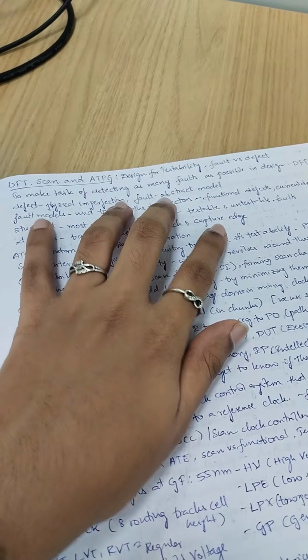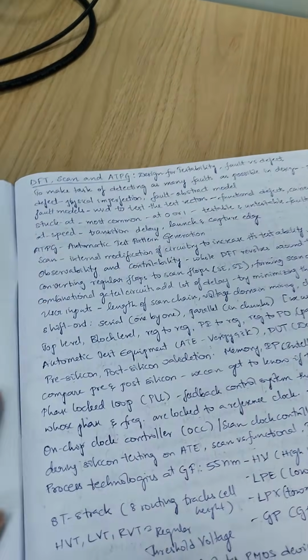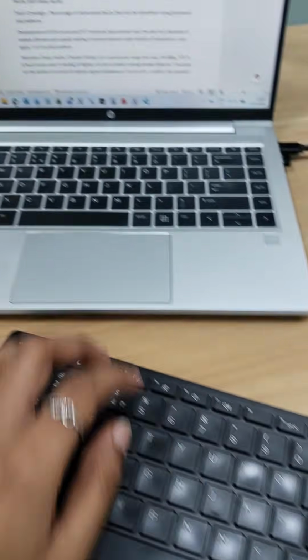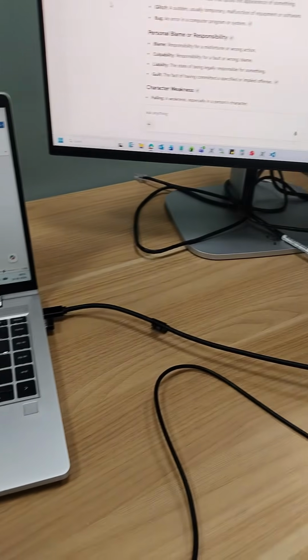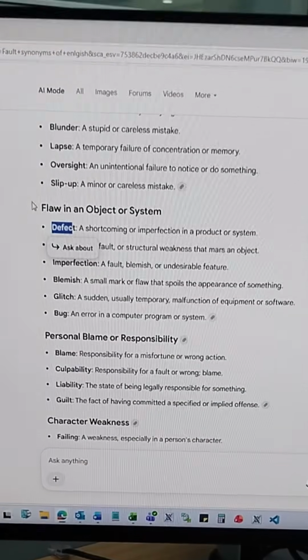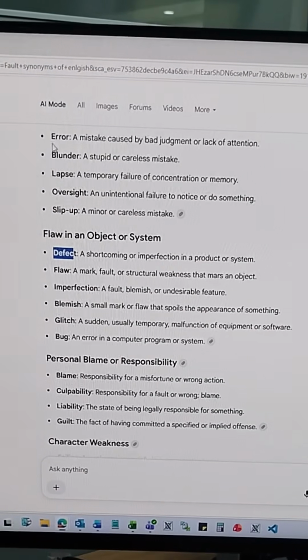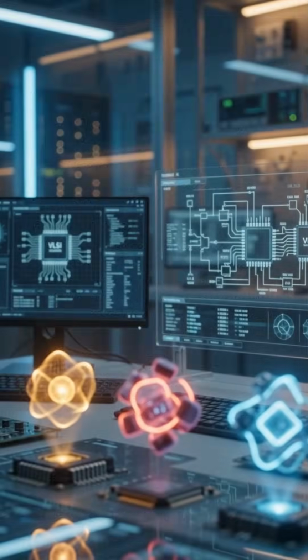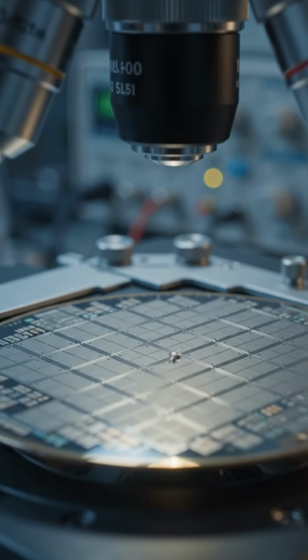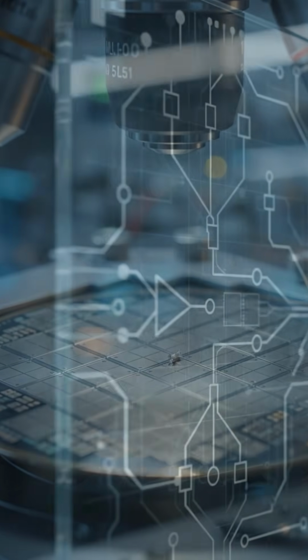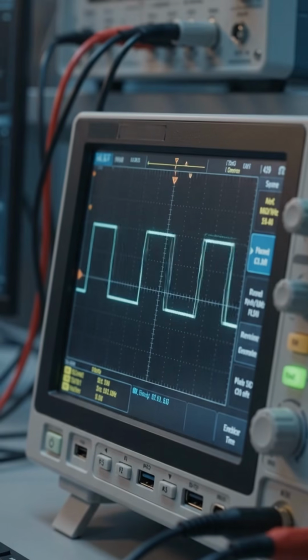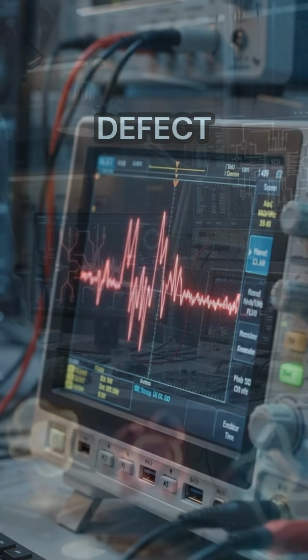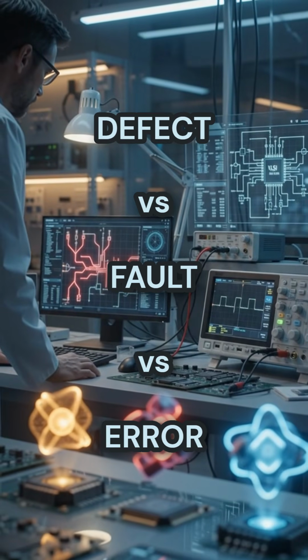I'm Girivarshini. A few days back, while going through DFT concepts, the word fault kept appearing. I knew what a fault meant in testing, but I looked deeper into the terminology, and that's when two other words, defect and error, caught my attention. We often use these words interchangeably in normal conversations, but in engineering, they actually mean different things. So today, let's understand the difference between defect, fault, and error.